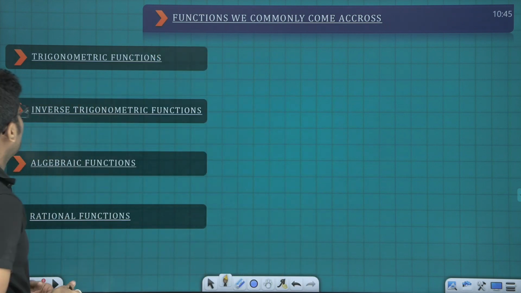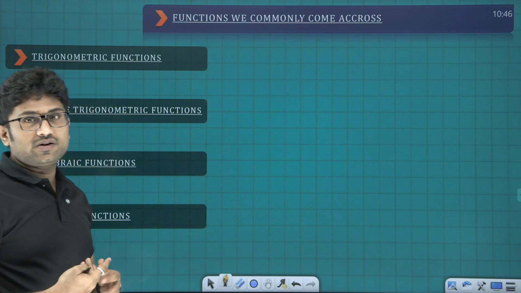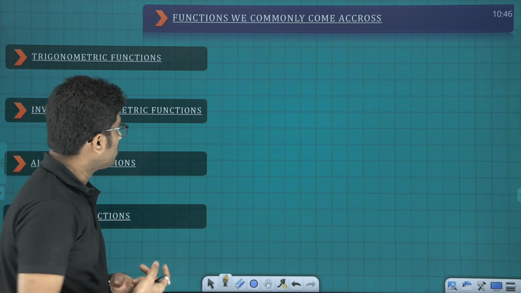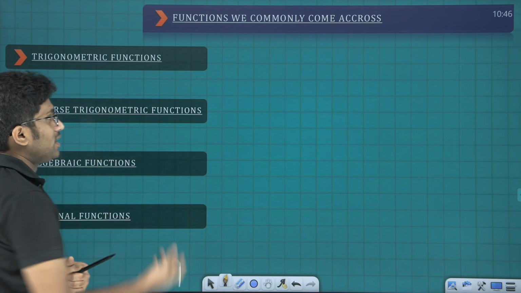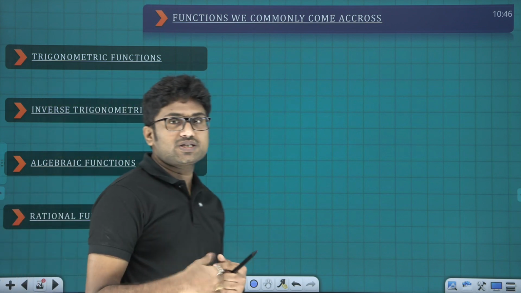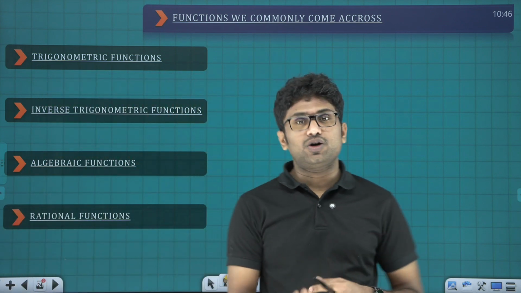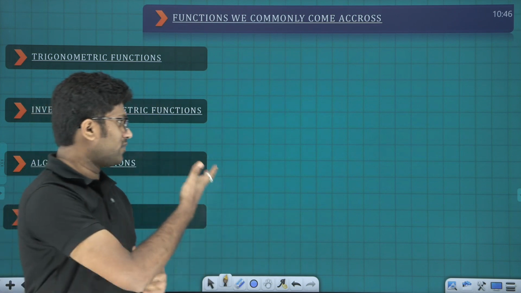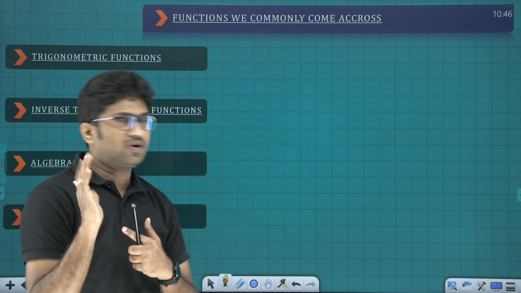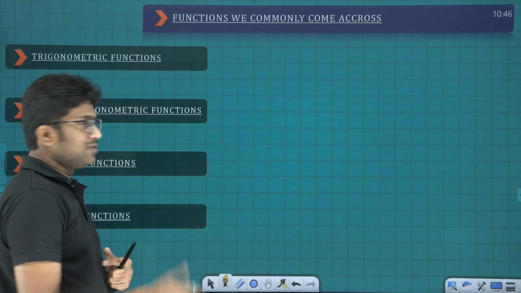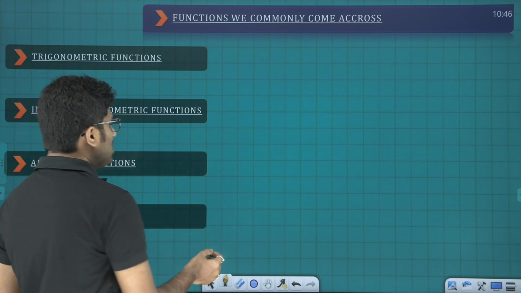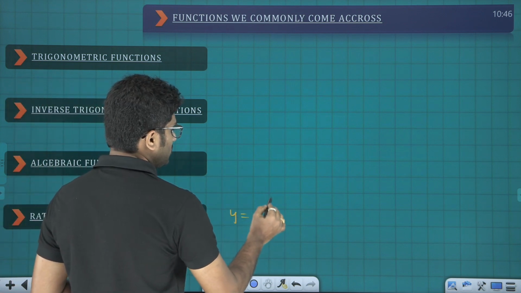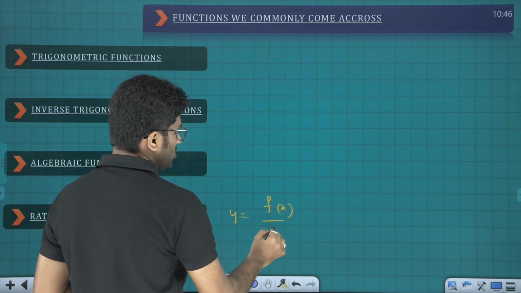Next, trigonometric functions: sine, cos, tan, secant, cosecant, cotangent. Inverse trigonometric functions: sine inverse, cos inverse, tan inverse, secant inverse, cosecant inverse, cot inverse. Algebraic functions generally mean things like x plus 1, and all this comes under algebraic functions. Rational functions means any function which is of the form f of x by g of x.